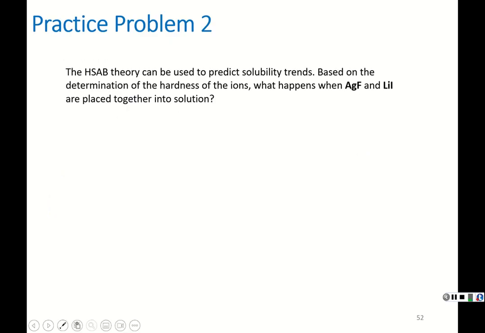Okay, let's try some practice problems. With hard-soft acid-base theory, we can predict solubility trends. Based on the hardness of the ions, what happens when AgF and LiI are placed together in solution? If we write this out, we have Ag+ F- plus Li+ I-. You take the cation from one and combine it with the anion from the other.